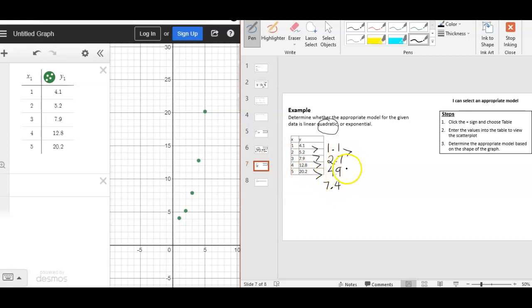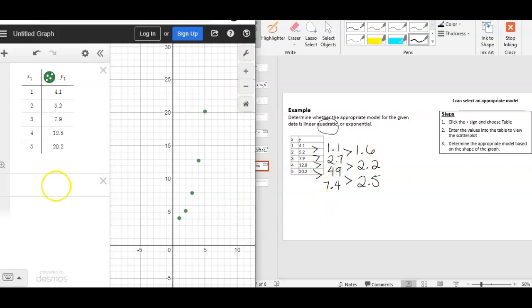Okay, so now if I look at the second differences, let's do 2.7 minus 1.1, which is 1.6, 4.9 minus 2.7, which is 2.2, and then 7.4 minus 4.9, we have 2.5. So I know the second differences aren't all exactly the same, but they're pretty close to 2. So I'm thinking quadratic is going to be pretty good. So let's go ahead and try that.